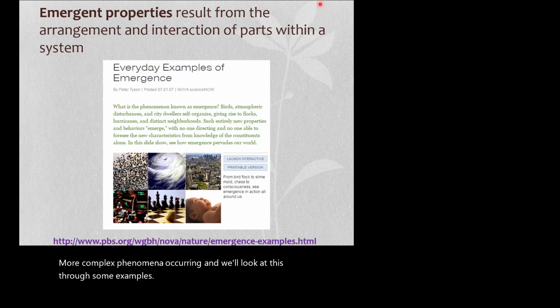So these emergent properties result from the arrangements and interaction of the parts within a system. I found some examples that are different from your book. I always like to try to bring in some outside resources so you have even more to go off of and find application to what we're talking about in class.